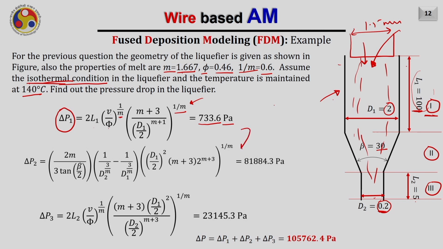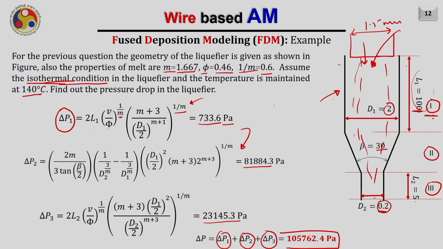Similarly, for other zones I have calculated, the pressure drop required in zone 2 is given by this value, and the pressure drop required in zone 3 is coming to be this value. So the total pressure drop required to pass the melt through this liquefier will be equal to delta P1 plus delta P2 plus delta P3, and as a result you will obtain this value for the pressure drop.